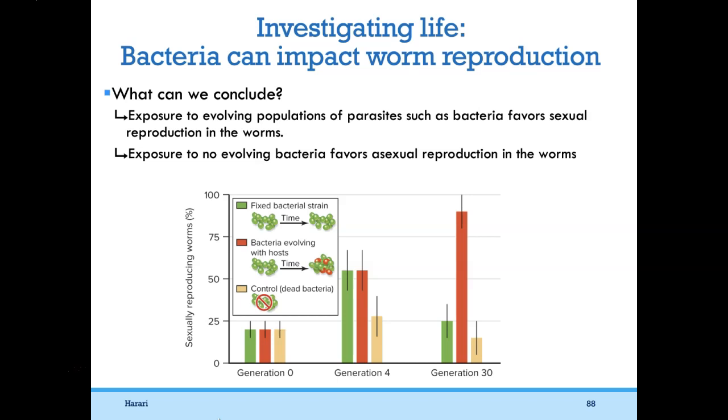So what do you think? Would a worm exposed to changing bacteria be more interested in sexual reproduction or asexual reproduction? Right? Compared to dead bacteria. So you can pause here and look at this graph more closely, but what they saw is that when you expose parasitic worms to bacteria that are always evolving, the worms choose to have sex. So bacteria induces sexual activity in worms.